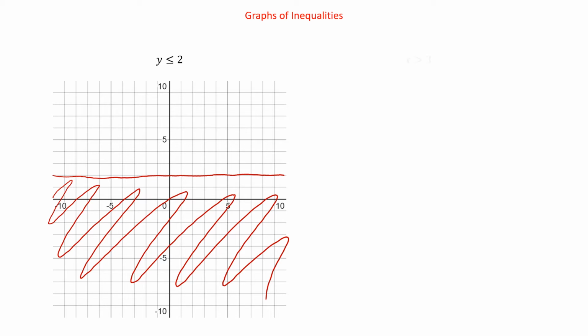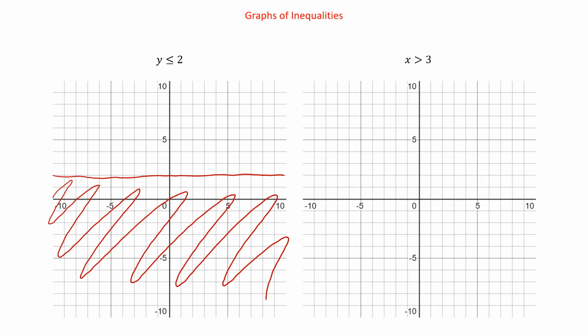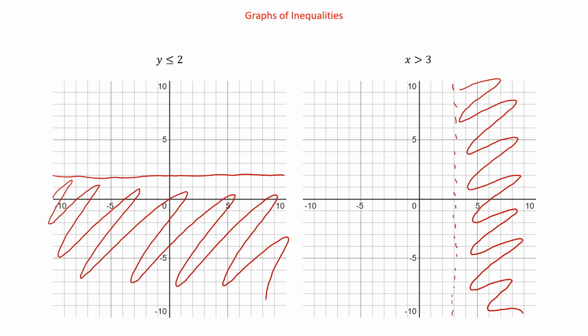So y is less than or equal to 2. It's a horizontal line. How about x is greater than 3? For x equals, we get a vertical line. It's greater than, which means it's a dotted line. And then 10 is greater than 3, so we would shade that side. So those horizontal and vertical lines get people, but that's all they are. Just horizontal and vertical. When you have y equals a number or x equals a number, or less than, greater than, it's just horizontal or vertical.